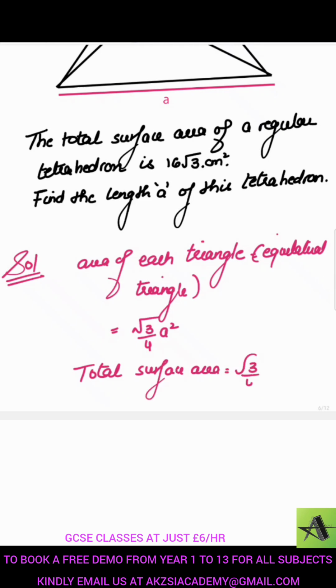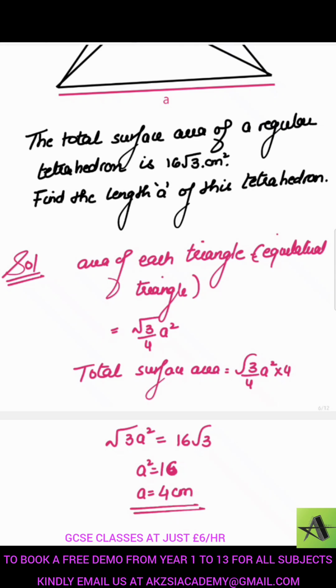root 3 over 4 a squared times 4, because there are 4 surfaces. So we'll get the answer as root 3 a squared. And this is given as 16 root 3. So a squared is equal to 16, and a is equal to plus or minus 4. But since a length can never be negative, 4 centimeters would be a. So in this way, we can calculate the length of each edge of the tetrahedron as 4 centimeters.